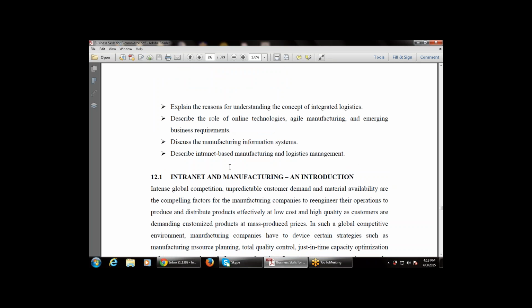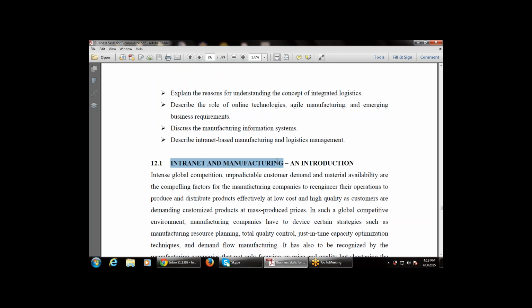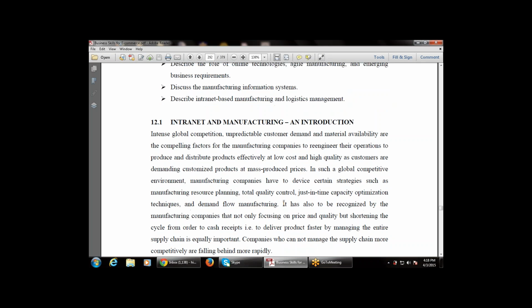So let's start with the introduction to internet and manufacturing. This says intense global competition, unpredictable customer demand, and material availability are the compelling factors for manufacturing companies to re-engineer their operations to produce and distribute products effectively at a low cost and high quality, as customers demand customized products at mass produced prices. That is due to the growing demand in the market, customer awareness and customer responsiveness, there is a need for better communication and better technology provided by the internet.